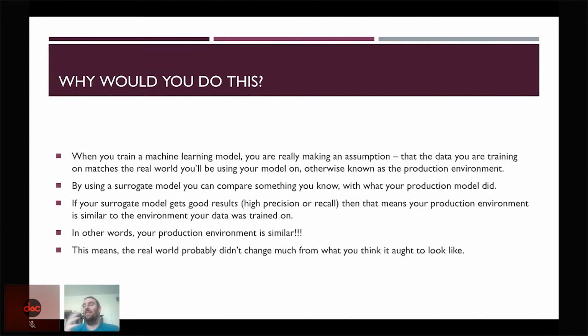Whenever the thing that drifted is the original spam, the emails changed to be more intelligent. So that gives you a real world example. Anyway, by using a surrogate model, you can compare against what your production model did. And if your surrogate model gets good results, high precision and recall, then that means your production environment is similar to the environment your data was trained on. In other words, your real world example didn't change much, right?